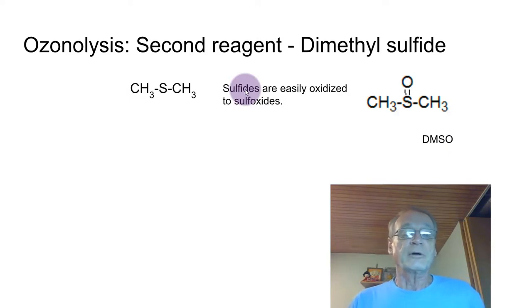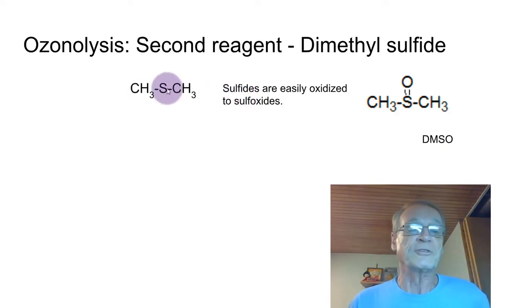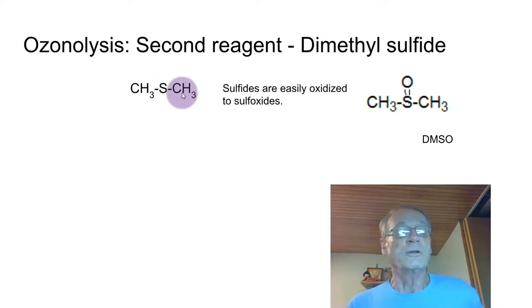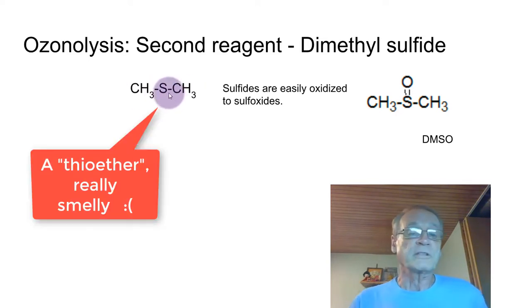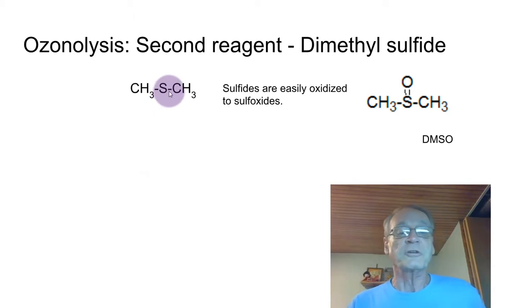So next we're going to add dimethyl sulfide. Dimethyl sulfide, as I said, is a sulfur with 2 methyl groups. It's similar to an ether in that it's a sulfur with carbons on both sides instead of an oxygen with carbons on both sides. So it's called a thioether. Really smelly stuff, but a useful reagent in this reaction because sulfides tend to get oxidized easily. In other words, you can add an oxygen to that sulfur and form this kind of a compound called a sulfoxide. This particular one is dimethyl sulfoxide, or DMSO.